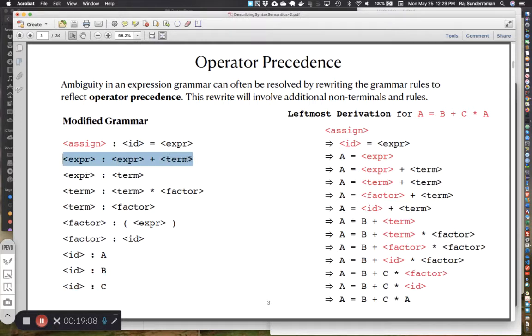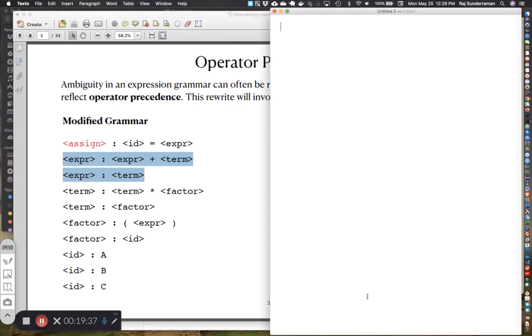So you can see what we're doing here. We are inventing two other non-terminals, one called term and one called factor. We will see the purpose of this as we examine these rules. And what we want to do is allow for a whole bunch of pluses, so let's look at some example here.